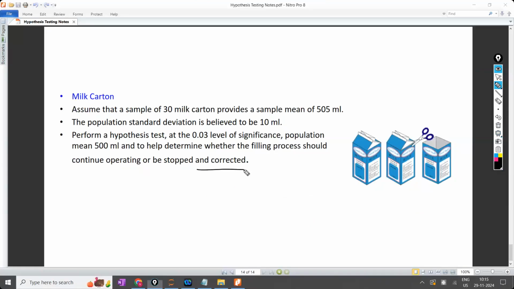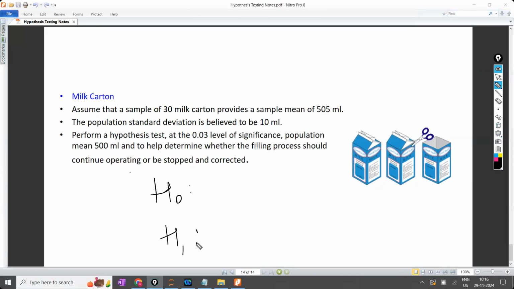Now, here the word "corrected" is there in the question. Correction will not be done by the inspector. If the word "corrected" is not there, we have to assume the filling process is done by the inspector or someone else. Now, since it is done by the company people, for the company people we have to make the null and alternate hypothesis. What do the null and alternate hypothesis mean?